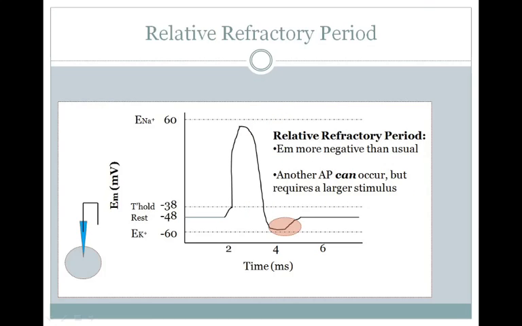The relative refractory period is the time in which the membrane potential is more negative than rest. Another action potential can occur because by this time the inactivation gate of the voltage-gated sodium channel is open, but because those voltage-gated potassium channels are slow to close, membrane potential goes below rest, closer to the equilibrium potential of potassium, and it takes a larger stimulus to produce an action potential. Okay? During the relative refractory period, another action potential can occur, but it requires a larger stimulus.